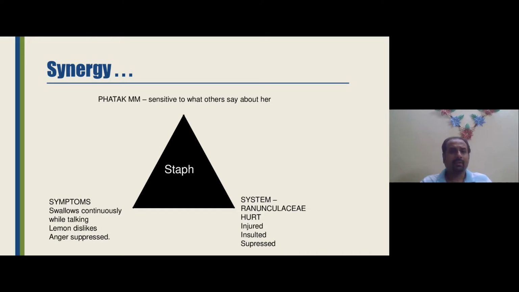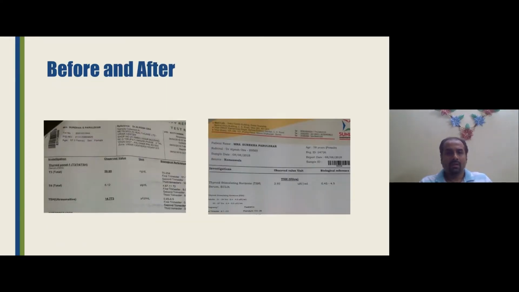And in symptoms, you have swallows continuously while talking, lemon dislikes, anger suppressed. So in this way, we are more closer to the remedy because of the analysis which we follow. Staphysagria was started, and in few months you can see the reports of thyroid got reduced to 2.93 from 14, and in this way the patient also improved physically, and she could handle her situations in the home, the abuses by her husband more calmly, and she could answer a few times to make herself live and feel better.